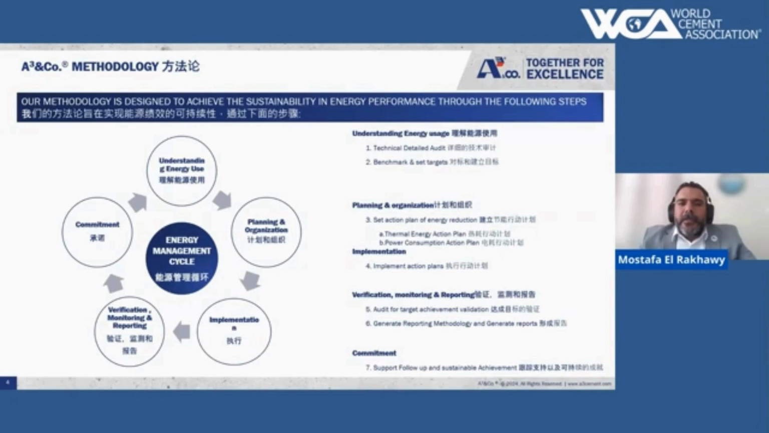We believe that understanding the energy usage in the cement plant is a critical part: what the energy usage sources and energy consumers in a cement plant are, how we tackle these energy consumers, and what the factors affecting this energy are. Then planning for and organizing the cement plant team and focusing on the energy measures and what to reduce exactly, with specific action plans and the implementation of these action plans. And of course, monitoring and reporting is very important to always monitor your actions and their impact on energy. And at the end is a commitment to have this sustainable achievement of reducing energy in a cement plant.